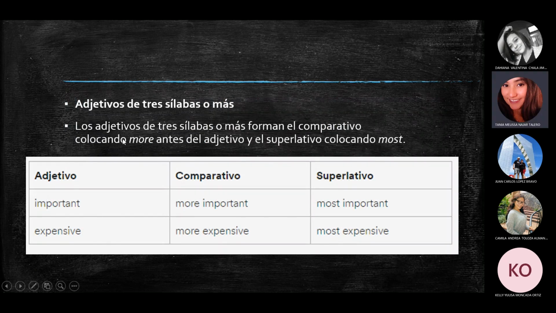Now, in this case, we are talking about the long adjectives, so important, expensive, intelligent, dangerous. Some of these adjectives can be used with more in the comparative way and most in the superlative. And remember adding the article the.